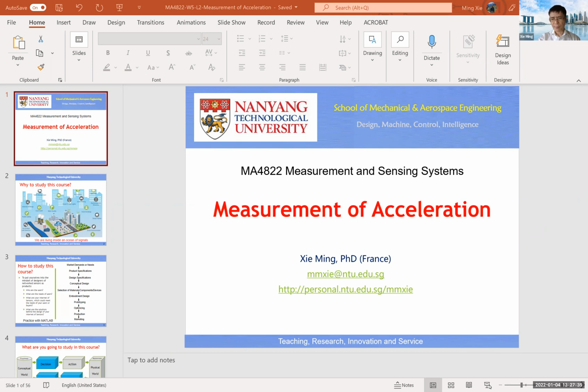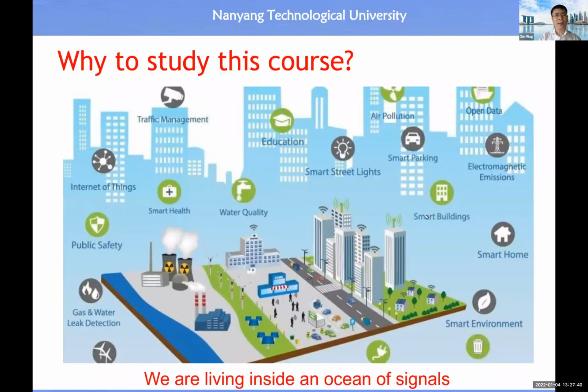All right. So let me start with the answer to the first question, which is about why to study this course. By now you should know that our mission on Earth includes the understanding of the world and the improvement or change of the world. Then how to understand the world? We need to have sensory data. Then how to obtain sensory data? We need to have measurement and sensing systems.